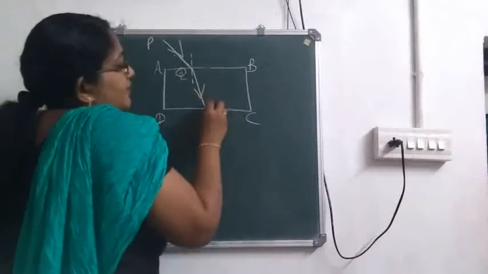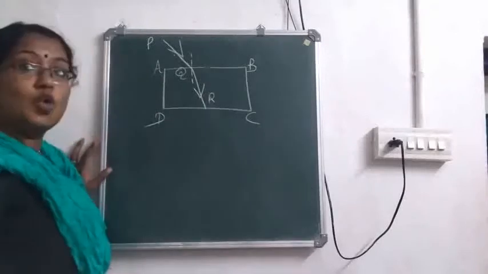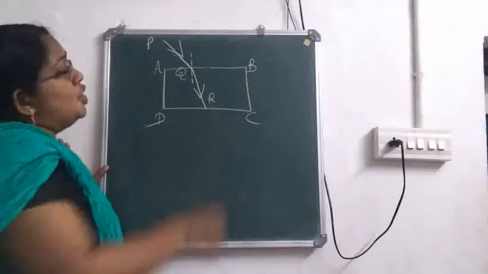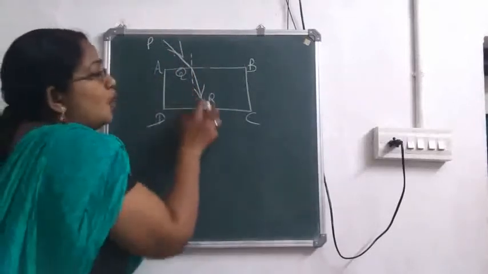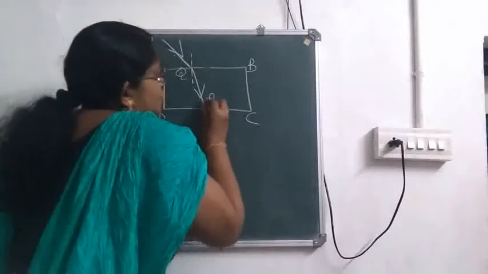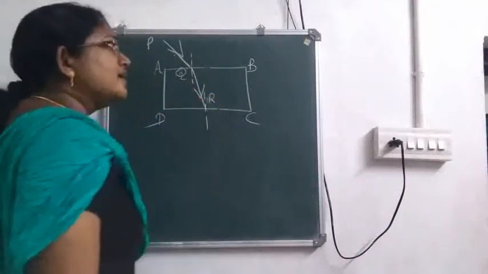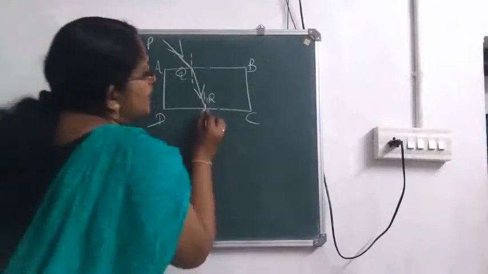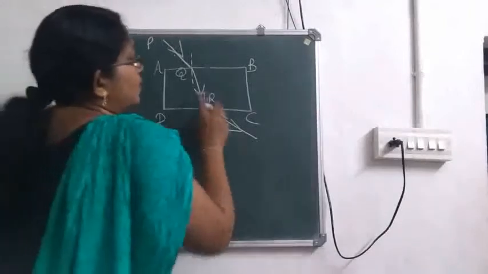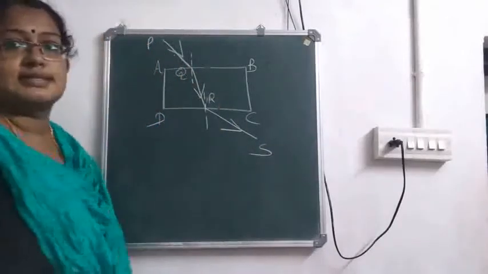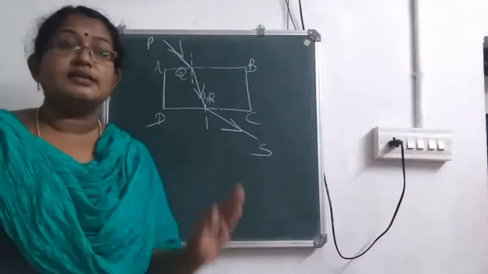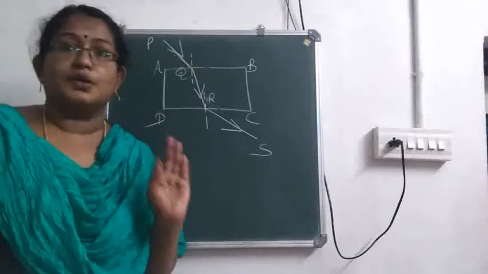So what is the name given for this ray? QR. It is known as the refracted ray, isn't it? So PQ is our incident ray, QR is our refracted ray. Now, here also I have drawn the normal. Now the ray is moving from a denser medium to a rarer medium. So what happens? It bends away from the normal. So let this be S. Okay. So this is what happens to the light ray when it passes through a rectangular glass slab.